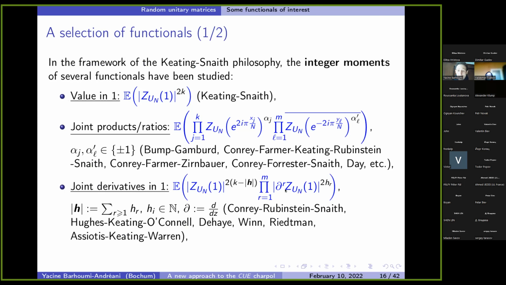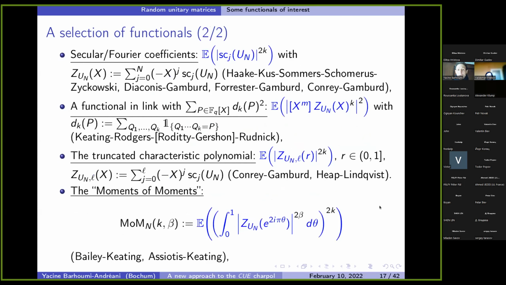The derivatives, you see, this d over dr is the derivative in one. You can compute the secular coefficient. This is what I will explain in this talk. So the secular coefficient is just the coefficient of the expansion in the canonical basis of polynomials, namely x power 1, x squared, etc. Now there is a (-1) power j. So sometimes you have functionals that come from finite fields. You see F_q of x.